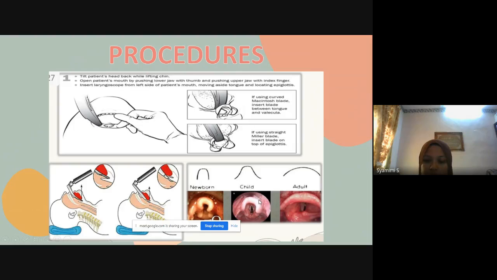These are the examples of epiglottis in newborn, child, and adult. Okay, so the difference between Mac and Miller blades just now: if you use the curved one, which is the Mac, insert the blade between the tongue and vallecula. And if you use the straight Miller blade, insert the blade on top of the epiglottis, like this. This is the epiglottis, so on top of it.